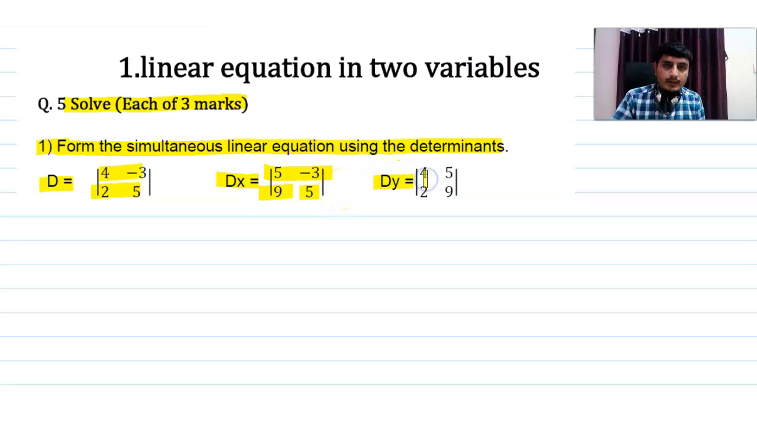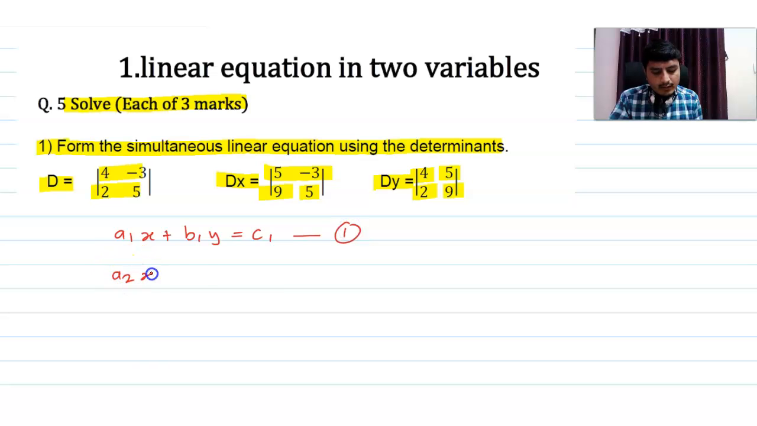Dy is the determinant of order 2 having the entries 4, 5, 2 and 9. As is well known, a linear equation in two variables is of the form a1x plus b1y equals c1. Let's call it equation number 1, and the other equation is a2x plus b2y equals c2, called equation number 2.